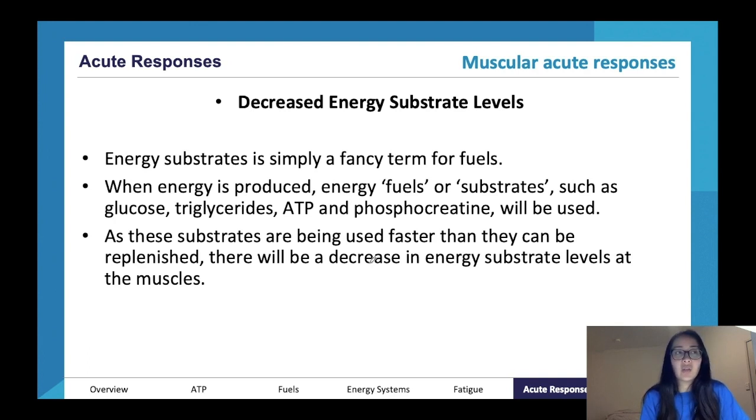Even triglycerides eventually. So once you run 2 hours, that glycogen store is probably completely depleted. And so your body's going to move on and start using fats or triglycerides. And so as this time progresses, your triglyceride stores are also going to deplete. ATP as well will be used up quite quickly, and same with the phosphocreatine. So all of these stores are going to start decreasing.